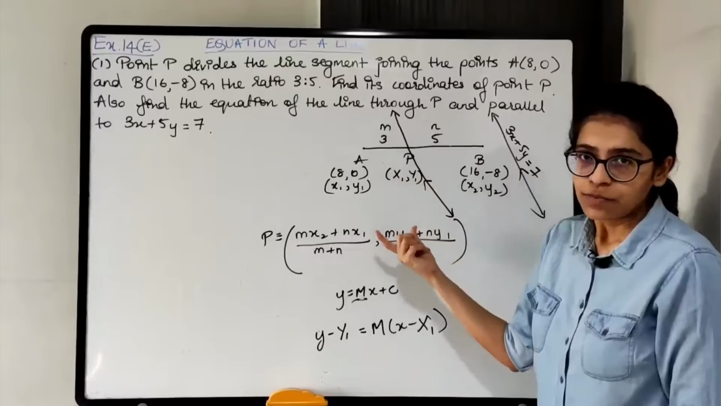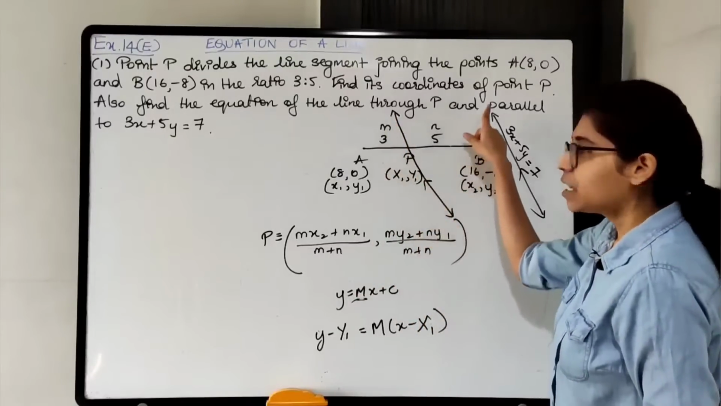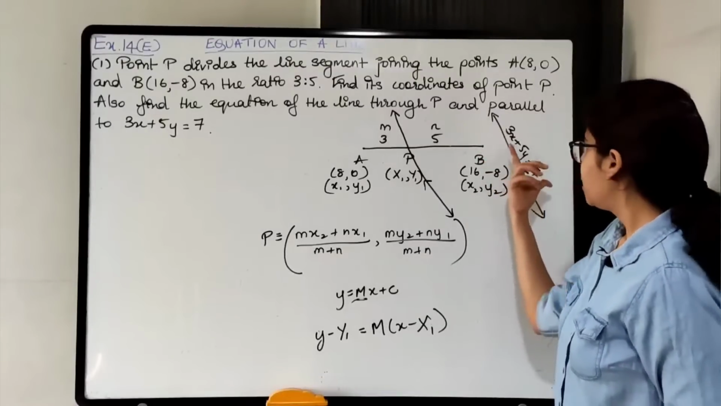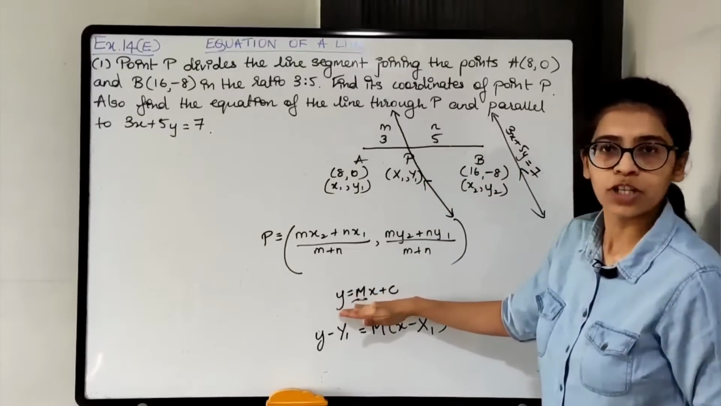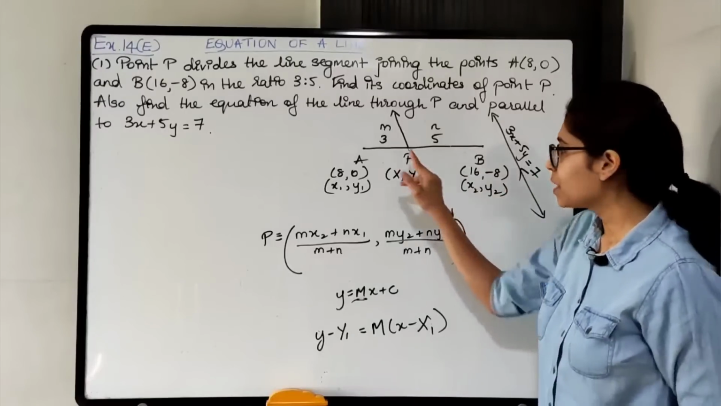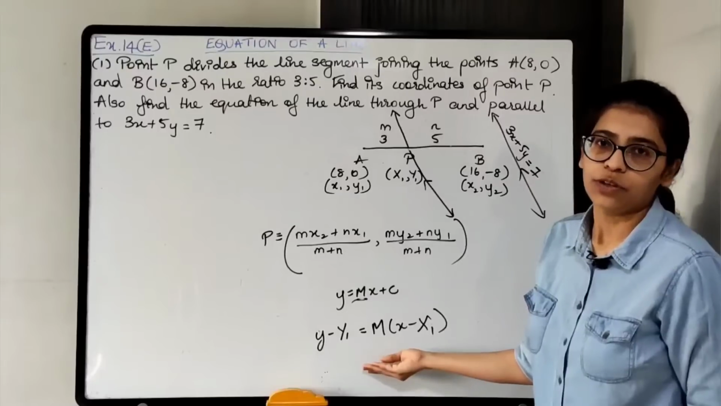P ka coordinates we have to find using section formula, which we know. After that there is a line passing through point P which is parallel to other line whose equation is given. You can easily find the slope of this line from the equation, bring it in standard form. Slope मिल जाएगा. Whatever is the slope of this line is the slope of the line passing through P. Slope पता है, point का coordinates पता है. Put the values, you will get the equation.